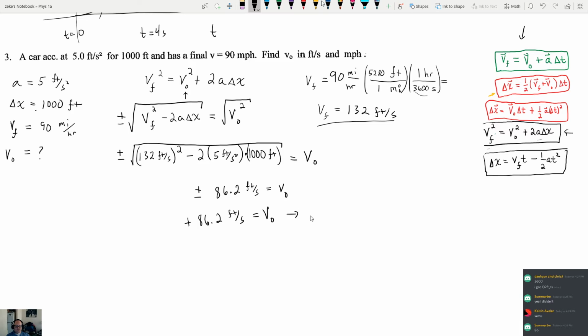We can also convert this into miles an hour by doing the opposite of what we did before, which I assume is going to be by dividing by 1.46667, or 1.46, right? Or 67. And that gives us 58.7 miles an hour is what I got. Those are our answers.